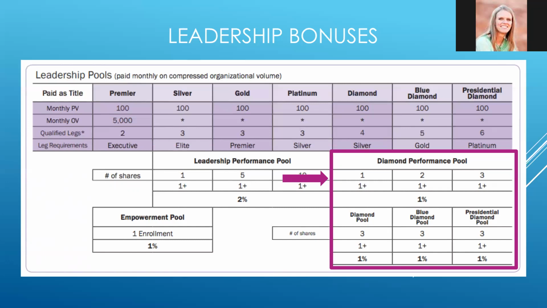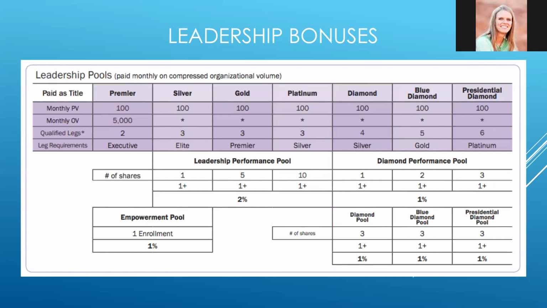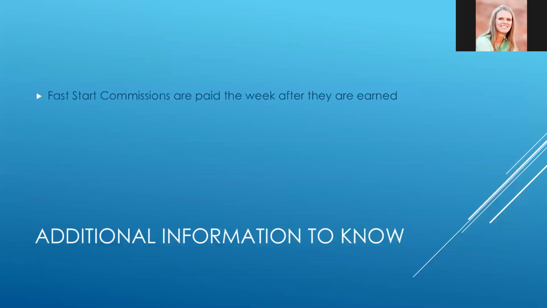So a couple of things to know, just some additional information for you to be aware of, is that fast start commissions, like I said, are paid weekly after they're earned. So if you enroll somebody on a Wednesday, fast start commissions are processed on the following Wednesday. So you'll see those bonuses showing up in your back office on Wednesday of the following week. And I think it is Monday through Sunday is the enrollment period, and then you get paid on that Wednesday for any of those enrollments.